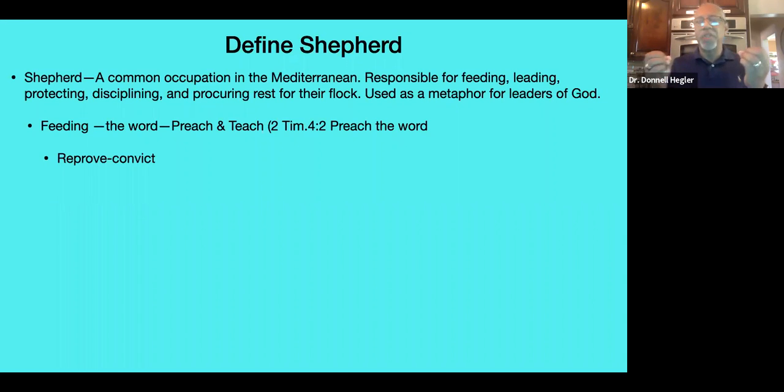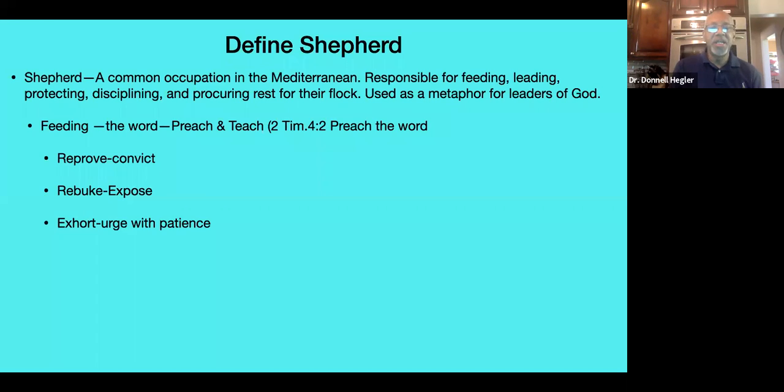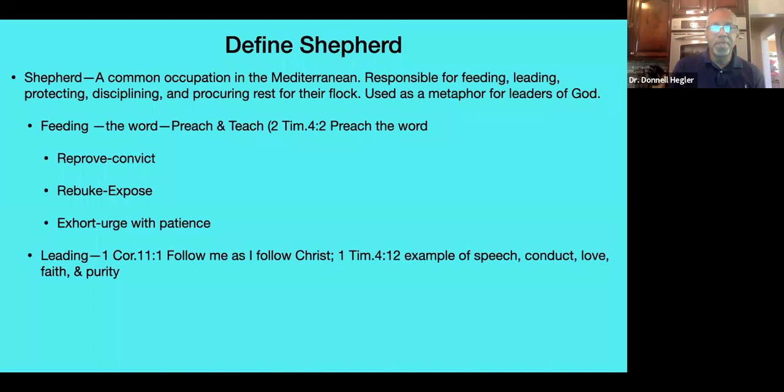And so the shepherd himself has to know his own calling and he has to know his own job, that it is his job to preach and teach the word of God to the people of God. He uses the word of God to reprove, that is to bring them under conviction. He uses the word of God to rebuke, to expose their sin. He uses the word of God to exalt or encourage them. And then he is to lead them by being the example that he wants the sheep to pattern.